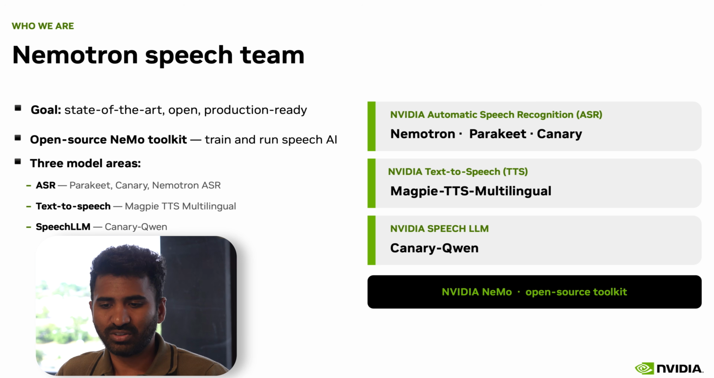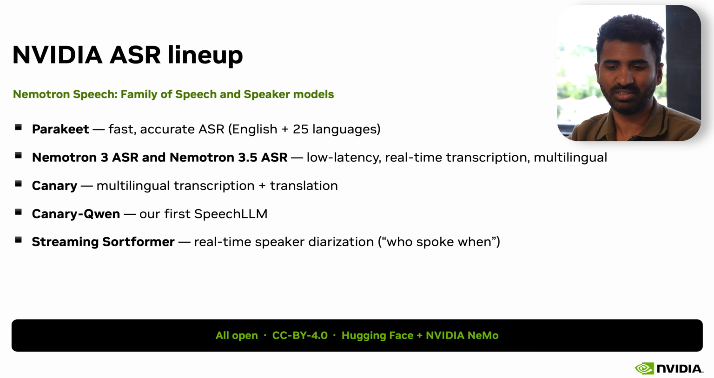Our team mainly works on three model areas: ASR, text-to-speech, and speech LLM, which I'm going to talk about in the following slides. Now I'm going to talk about the Nemotron family of speech models and also various speaker models. The first one is Parakeet, which is the fast and accurate ASR model. We have two variants of it, English and multilingual in 25 languages.